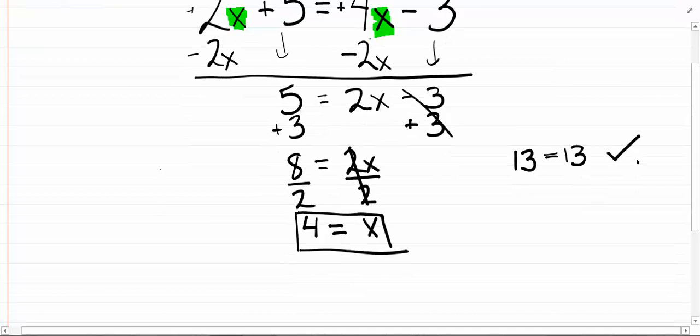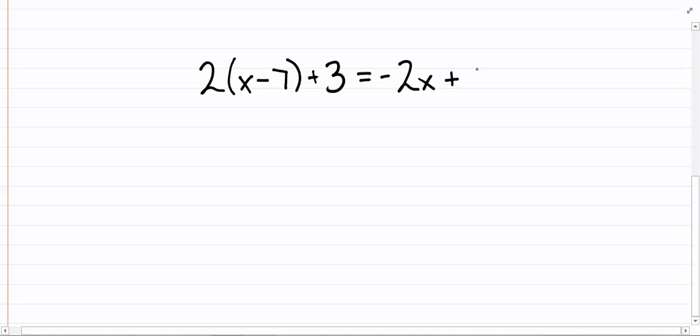Let's go ahead and look at a new problem. Now, one thing you'll run into is they'll put parentheses on one or both sides. I'll just do one with one side, and you'll solve it the same way as if they had it on both. So let's say 2 times parentheses x minus 7, plus 3 equals negative 2x plus 1.